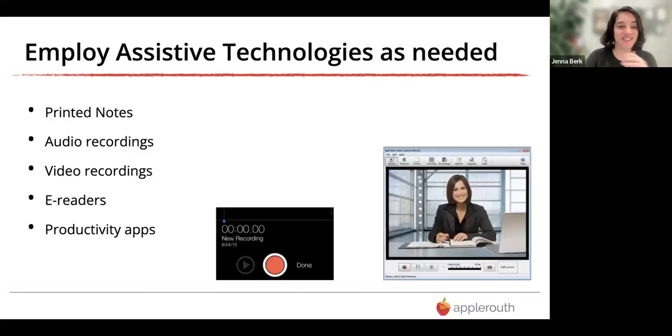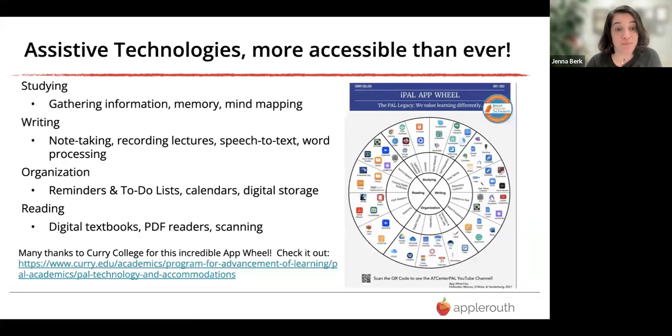So assistive technologies, they're so great. They're so wonderful, whether that's getting printed notes, which is something that you can get as an accommodation, especially in college, or an audio recording of a lecture or a video recording now when Zoom is ubiquitous, an e-reader that reads a text out loud to you, so many different productivity apps, and I would be happy to make some recommendations if anyone's interested at the end. But there are so many assistive technologies that are out there that are ready and waiting to help make your life easier. So this is a wonderful app wheel from the Curry College.